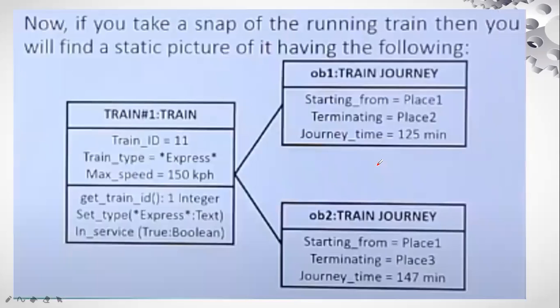Let's take an example. Let's say we have a class called Train, and we have a class called Train Journey. These are two classes. Now we are defining the object diagram here.